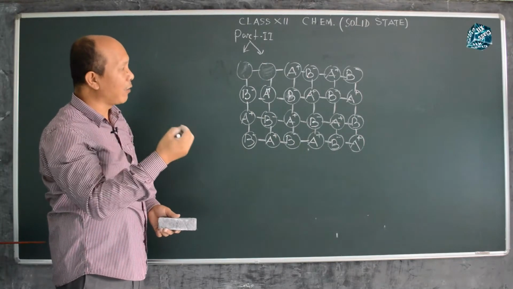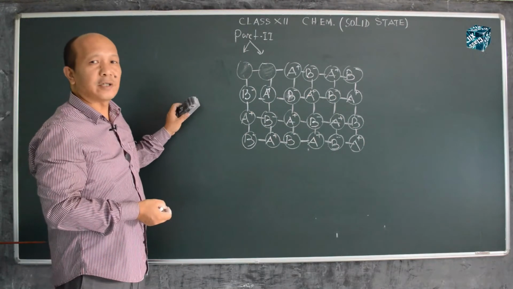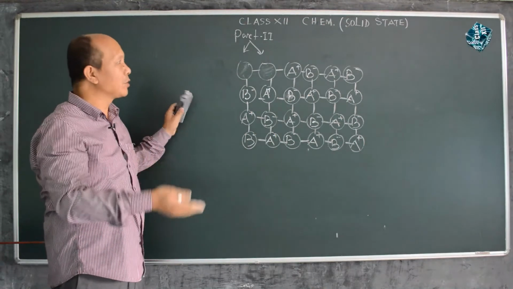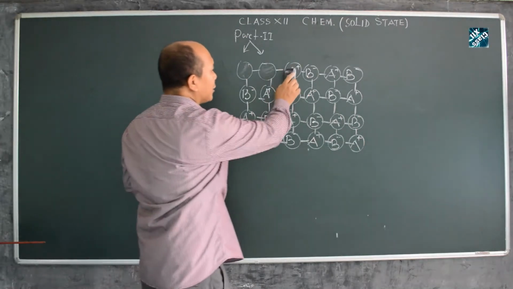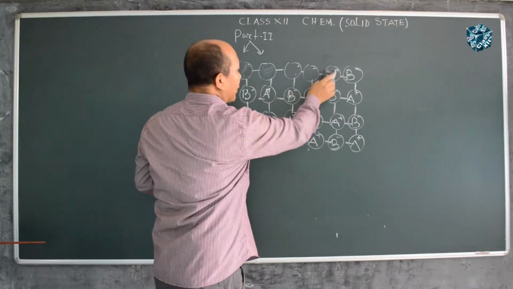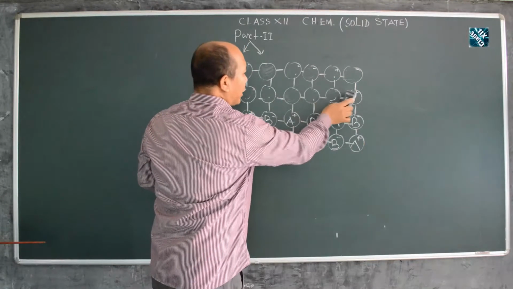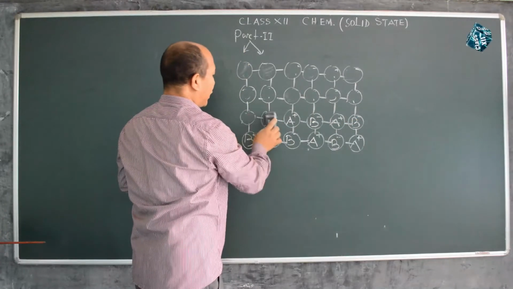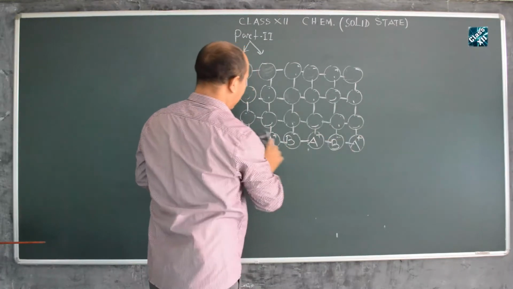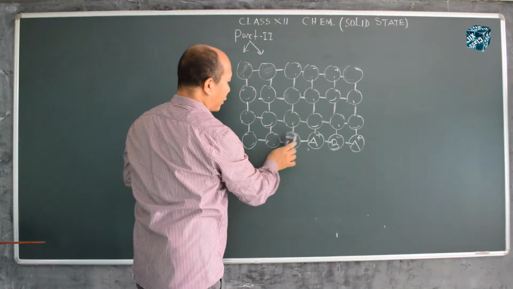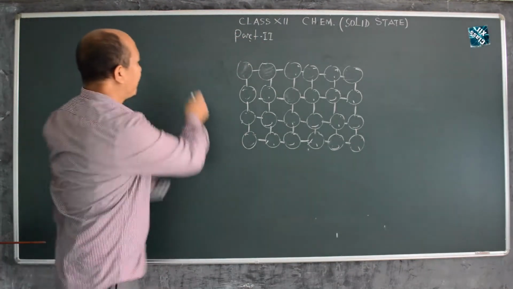The first one and second one are in non-ionic solids, where the vacancy and interstitial defects occur. In these two cases the plus and minus are not considered. Constituent particles, atoms or molecules, are represented simply as spheres. You see a regular arrangement, a regular arrangement.